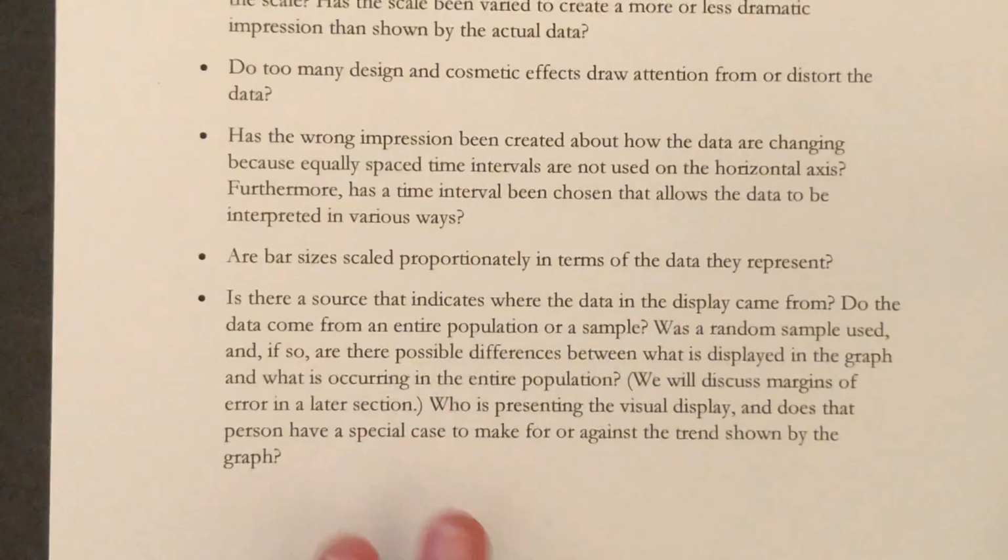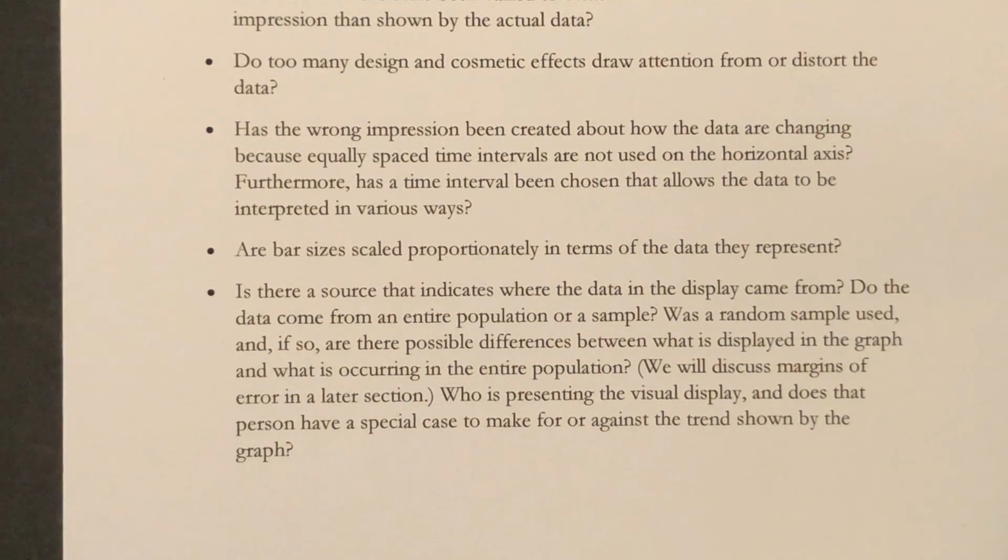All right. Is there a source that indicates where the data in the display came from? Do the data come from an entire population, or from a sample? You want to know what it is you're looking at. Was a random sample used? And if so, are there possible differences between what is being displayed in the graph and what is occurring in the entire population? So if they're just using landline telephone polls, then there might be a problem and we need to pay attention to that kind of thing. Now, we're going to be talking in general about margins of error in polls later, but these are just things to keep in mind.